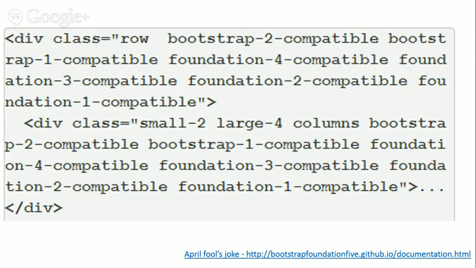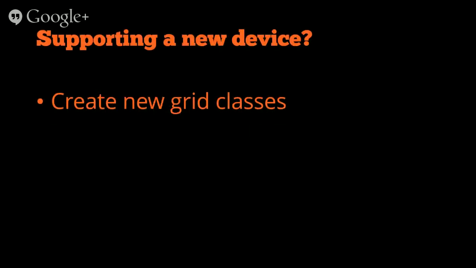This was an April Fool's joke by one of the publications, but it gives you an idea as to where we are headed. So if you wanted more backward compatibility, or if you had more devices to support, it just means you're adding more classes into your markup. And these are presentational classes and need not necessarily be the way we have to achieve this grid layout.